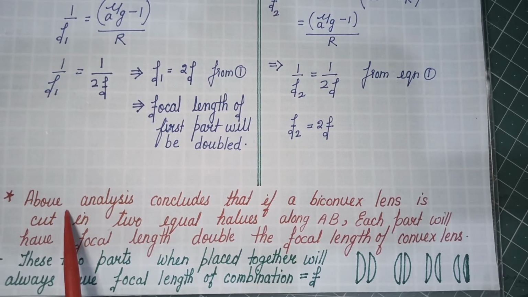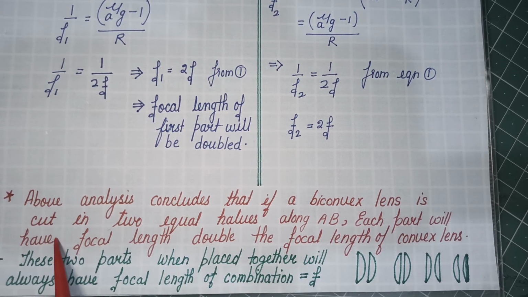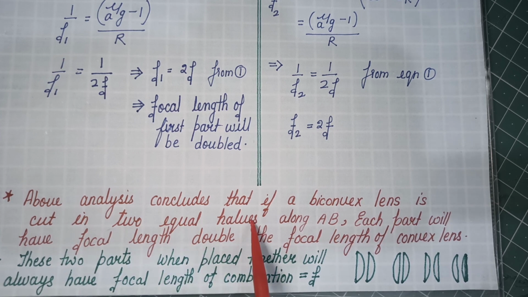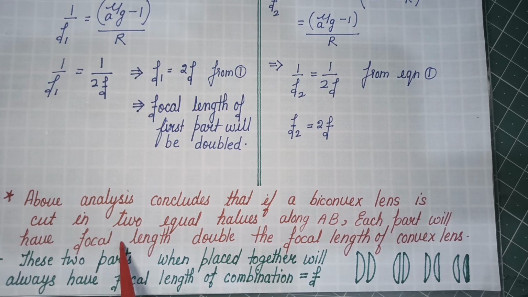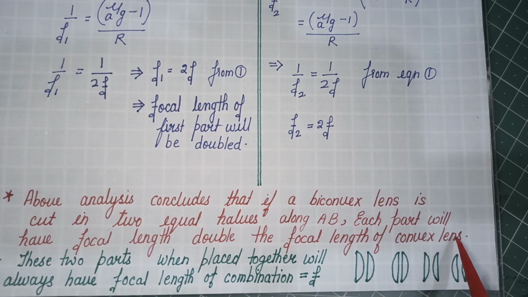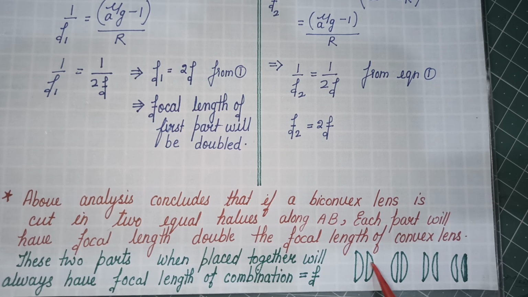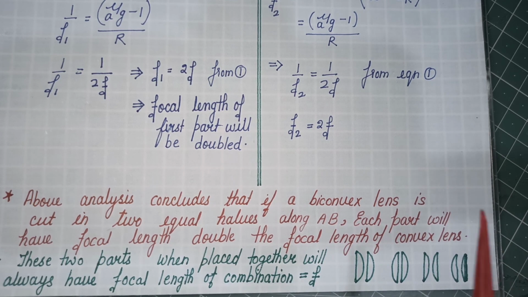So we have already discussed that if a biconvex lens is cut into equal halves along the vertical line AB, each part will have a focal length just double the focal length of the convex lens. And interestingly, if you place these two parts in any orientation, the combination of the two will always have the focal length of the main convex lens, which is f.